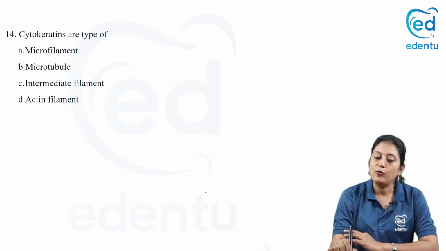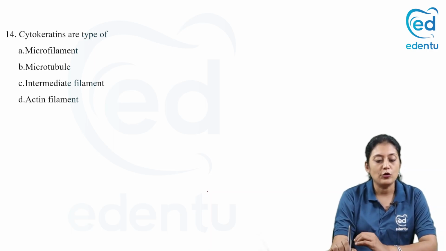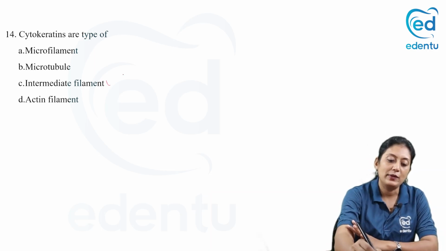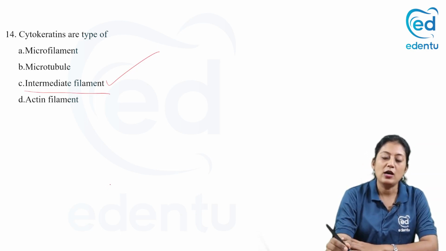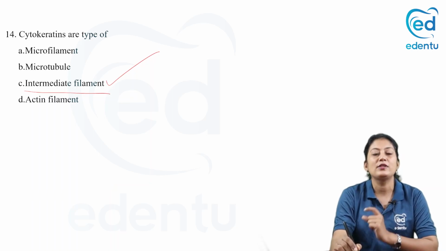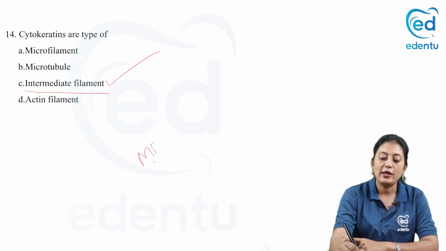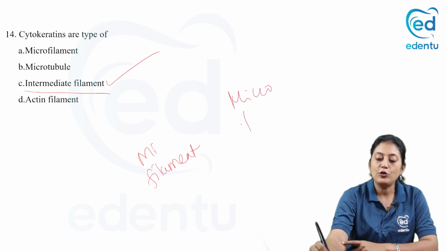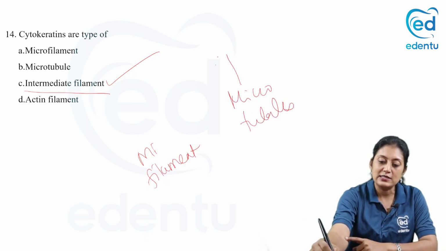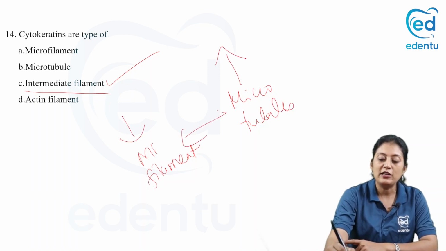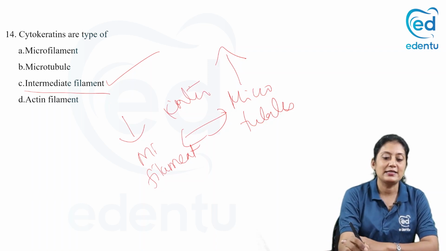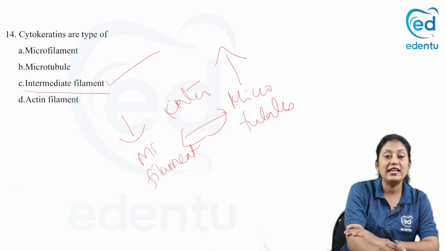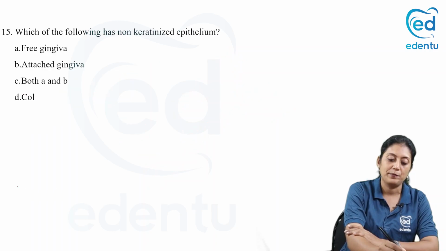Cytokeratins are type of what? Microfilament, microtubule, intermediate filament, actin filament. The right answer is intermediate filament. It is called intermediate filament because the diameter or size of this is in between microfilament, which is smaller in size, and microtubule, which is larger in size. In between these two, you have intermediate filament, and cytokeratin is an example for an intermediate filament. It's an intermediate filament of epithelial cell.